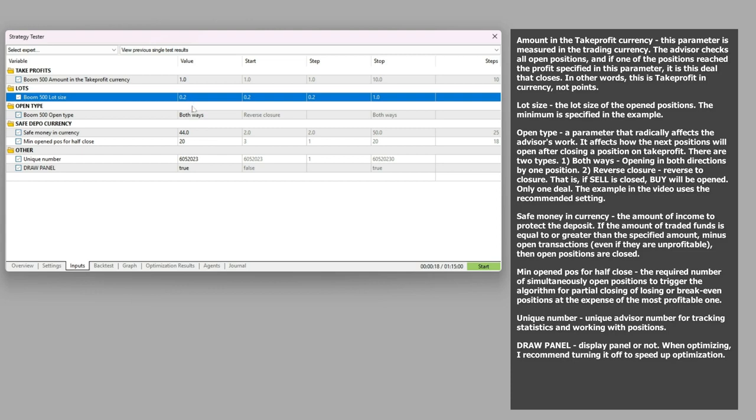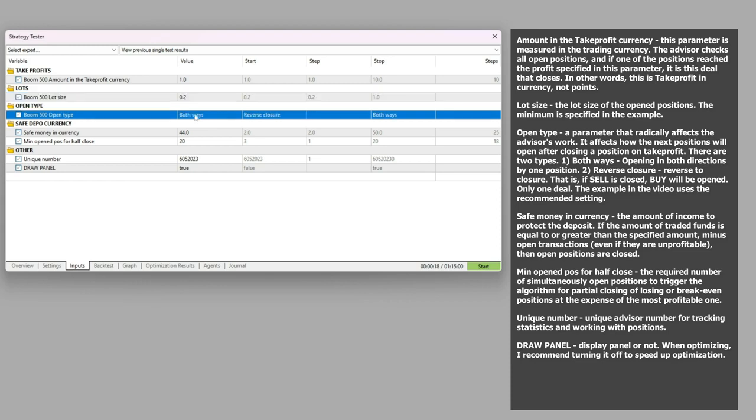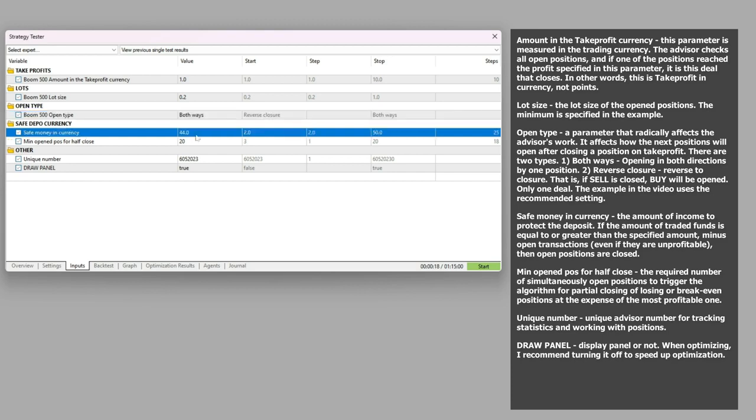Open type, a parameter that radically affects the advisor's work. It affects how the next positions will open after closing a position on take profit. There are two types. 1. Both ways, opening in both directions by one position. 2. Reverse to closure. That is, if a sell is closed, a buy will be opened. Only one deal. The example in the video uses the recommended setting.